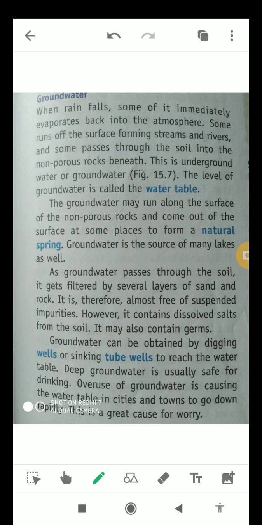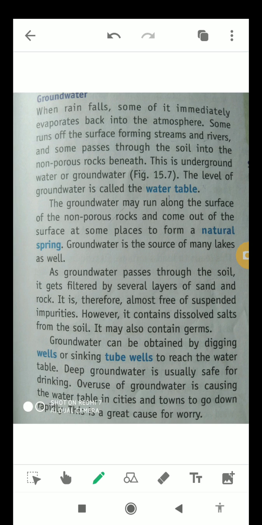Though it contains dissolved salts from the soil, it may also contain some germs, or we can say bacteria as well. Groundwater can be obtained by digging wells or sinking tube wells to reach the water table. Deep groundwater is usually safe for drinking.